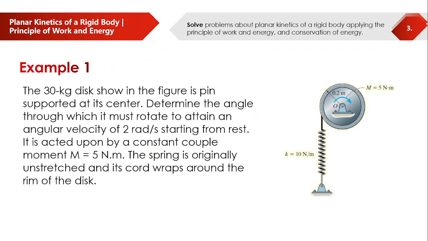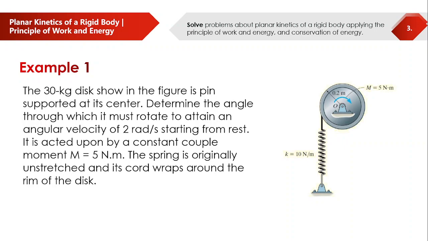So, the 30 kilogram disc shown in the figure is pin supported at its center. Okay? So, meron siyang pin support. Tapos dito din sa disc natin, meron siyang pin support. Determine the angle through which it must rotate to attain an angular velocity of 2 rad per second, starting from rest. Okay? It is acted upon by a constant couple moment, M is equal to 5 newton meter.